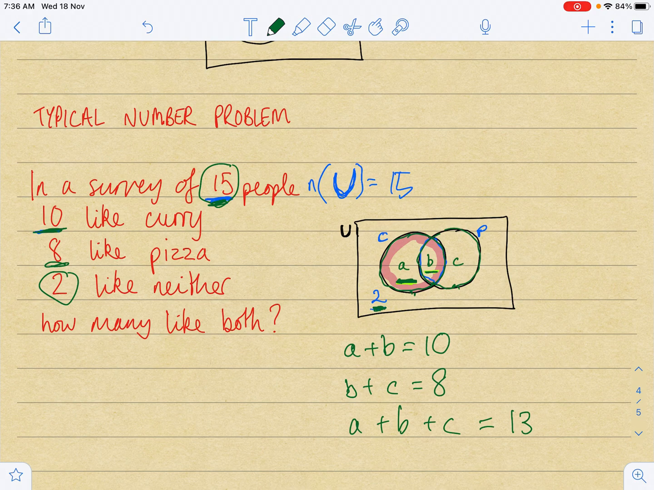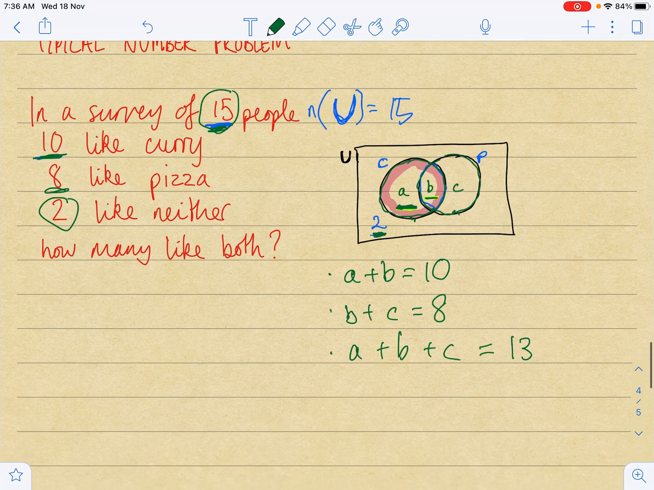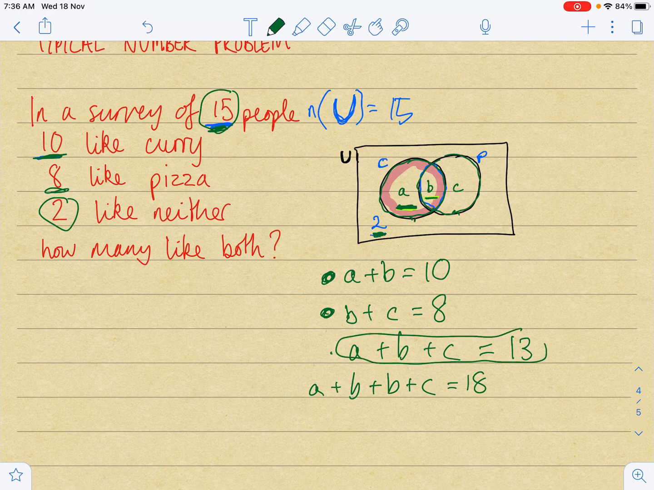Now I can use some sort of simultaneous equations here, and I'll just go through that. If I take this one and I add it to this one, I get A plus B plus B plus C equals 18. And if you look, if A plus B plus C is 13, well, take that away and take away the 13, I end up with B equals 5. So that's one way to get the 5 in the middle of this Venn diagram. That's the answer we're looking for. But I actually find that way a little bit cumbersome.